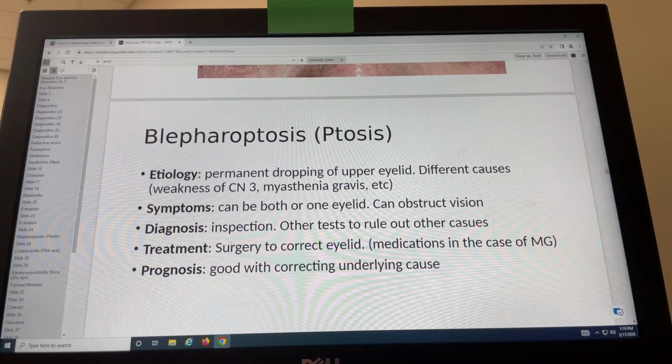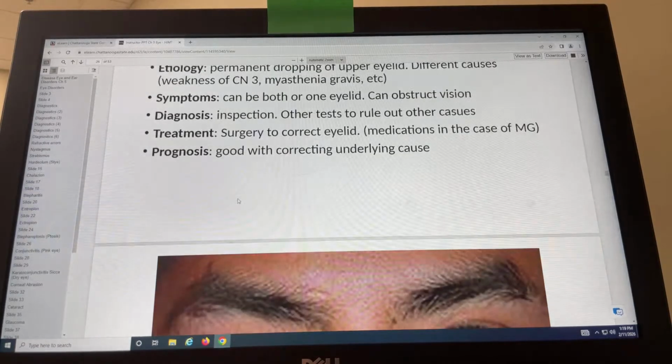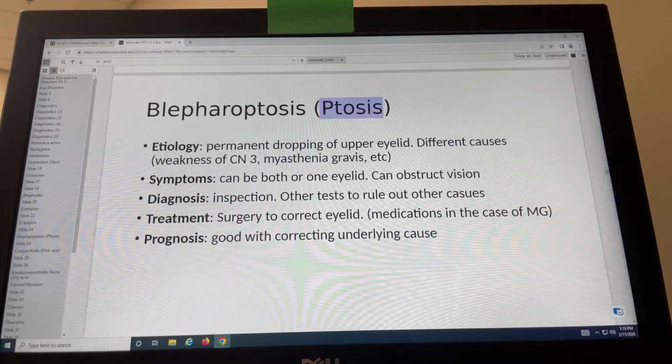Blepharoptosis is the full name, although I've only ever seen people just call it ptosis. Those are the same thing, but people tend to just use the short term. Ptosis is just a drooping of the eyelid. You can see here, this eyelid's droopy, right? That's ptosis. This is a permanent drooping, let's just say drooping, not dropping, sorry, of the upper eyelid.